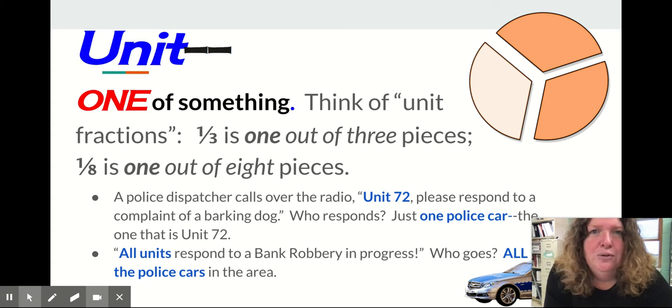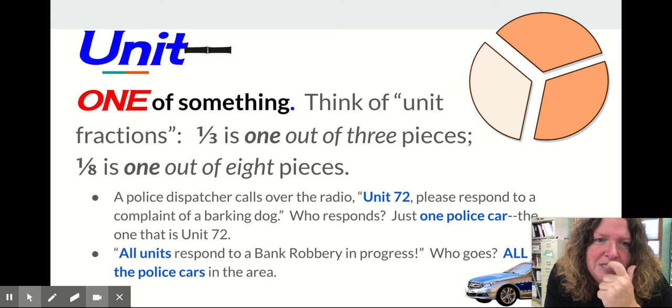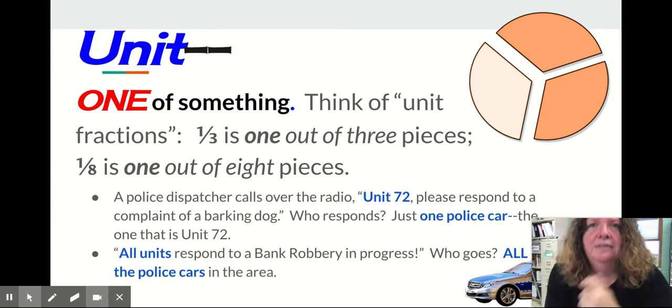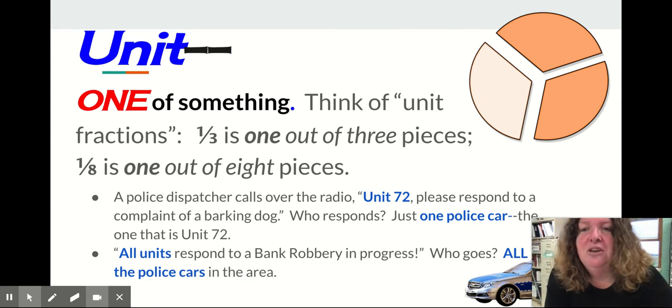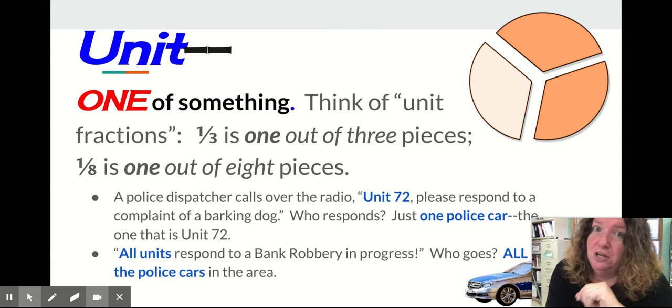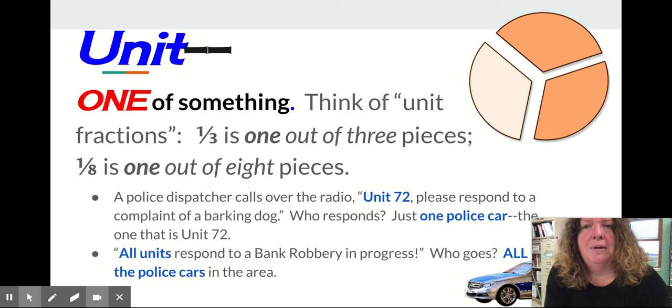Now, here's an example. Maybe you've watched some shows on TV that are kind of like police shows. You hear the police dispatcher call over the radio and say, "Unit 72, please respond to the complaint of a barking dog." Who responds in that case? It's 1 unit, 1 police car. That unit 72 that they called, that's the one who responds. But sometimes on the show, you might hear, "All units, please respond to a bank robbery in progress." Who goes then? Well, it's everybody. It's all units. Unit means 1, but if it calls for all of the ones, then that's everybody.